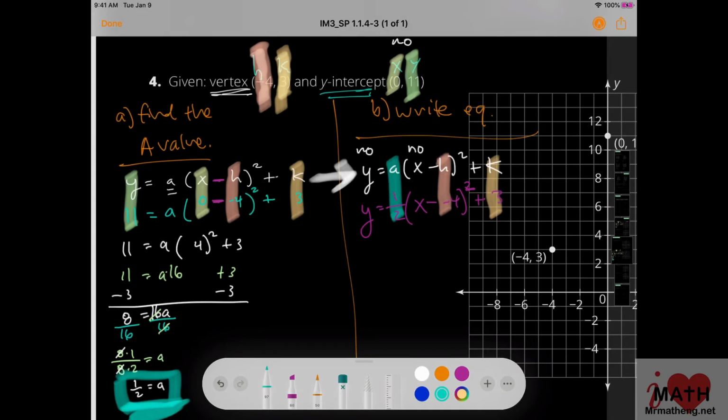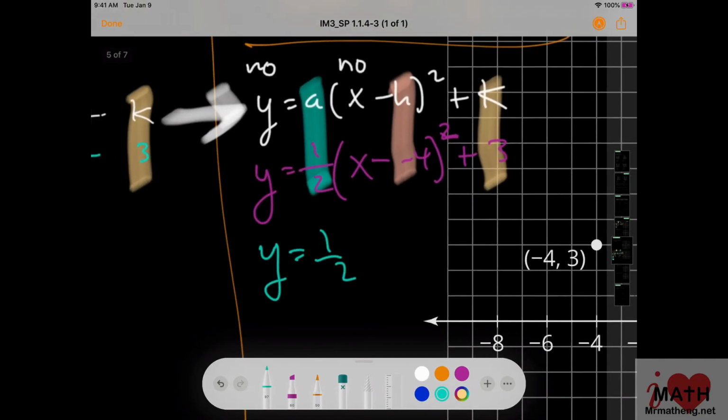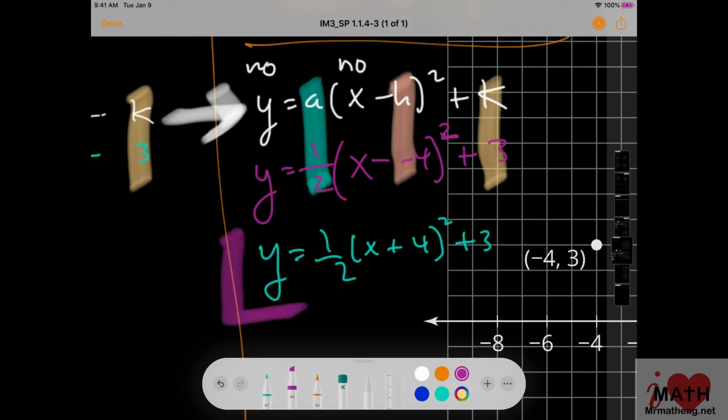Okay, let's clean this up. y equals 1/2 times, what's the opposite of negative 4? That is (x plus 4) squared plus 3. And this is my answer here.